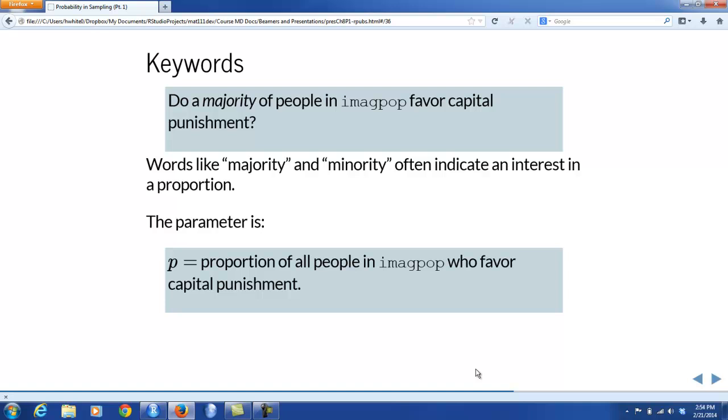Another example of using keywords. Suppose your research question is, do a majority of people in a MAGPOP favor capital punishment? When you see words like majority or minority, they often indicate an interest in a population proportion of some sort. So, for example, you might let the parameter be P, the proportion of all people in a MAGPOP who favor capital punishment. Then, asking if a majority of people in a MAGPOP favor capital punishment is the same as asking if P is bigger than 0.5, 50%.